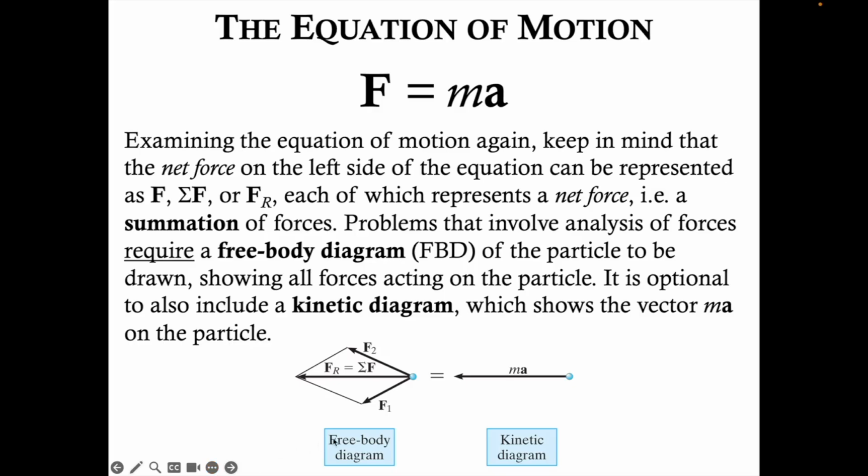So here is a free body diagram of this particle that's being subjected to forces F1 and F2, representing those forces as vectors. The net force we can find to be in this direction based on the head to tail method or parallelogram law of vector addition. And what we're saying here is that the FBD is equivalent to this scenario here, in which we show just the ma vector, which is equal to the net force vector. This diagram here is known as a kinetic diagram.